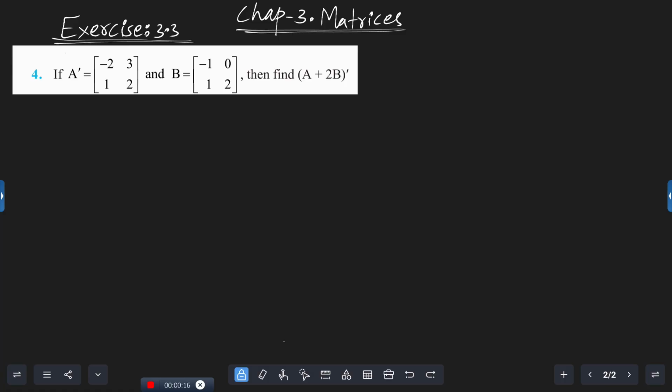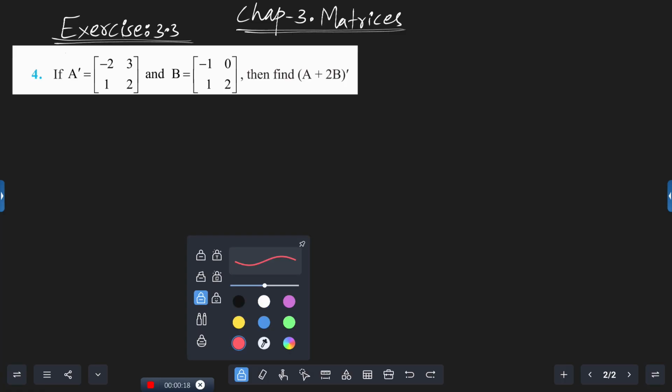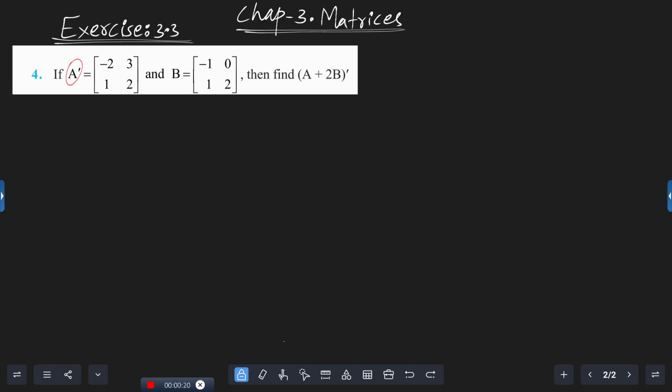So A dash is given, and B is given. They are asking for (A plus 2 times B) whole dash. This one you can do in two ways. One, for the whole dash we can write the formula: A dash plus 2 times B dash. This is the formula. This is one way.